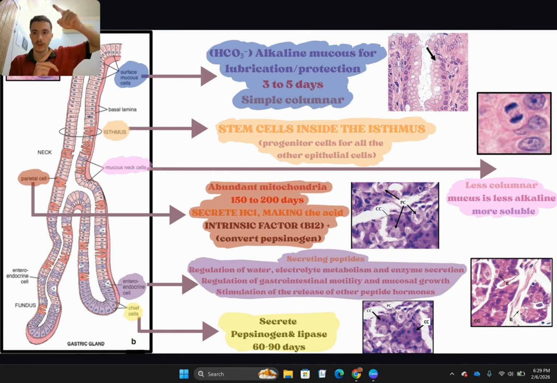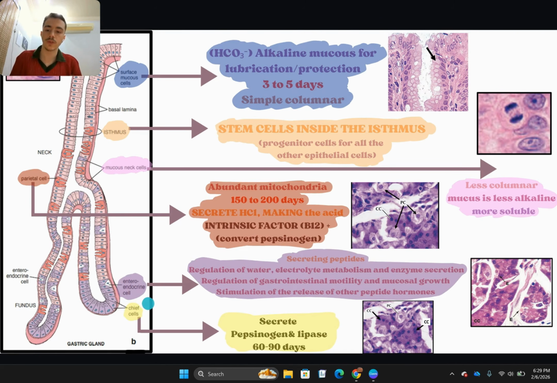The H+/K+ ATPase is going to secrete the H+ to the lumen. The H comes out to the lumen. Also the chloride channel, the Cl minus channel, will also secrete the Cl outside. So the Cl and H positive outside are going to combine together and become HCl. What does HCl mean? Hydrochloric acid. It's going to make the acid, the gastric acid. And also intrinsic factor for B12, and convert the pepsinogen.